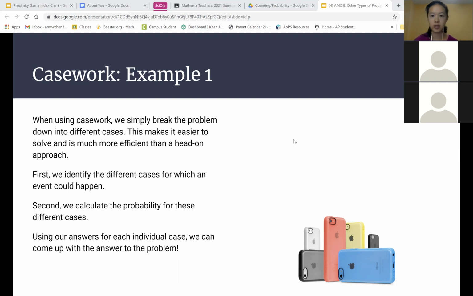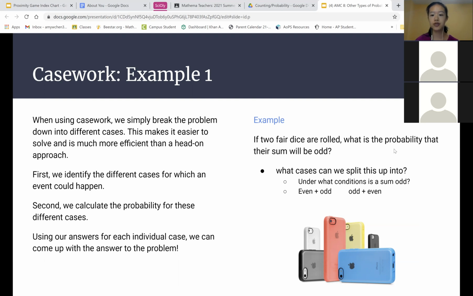So as an example, if 2 fair dice are rolled, what is the probability that the sum is odd? And so we have to ask ourselves, under what conditions is the sum going to be odd? And so this only occurs when there's an even number and an odd number, or an odd number and an even number. So those would become our cases.